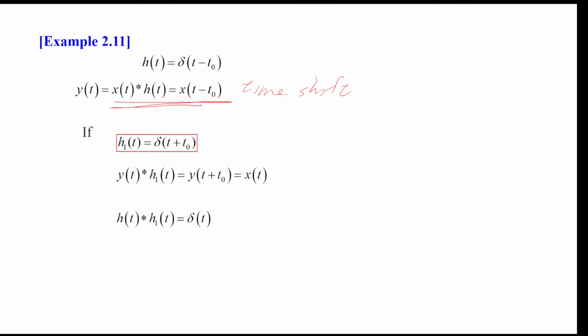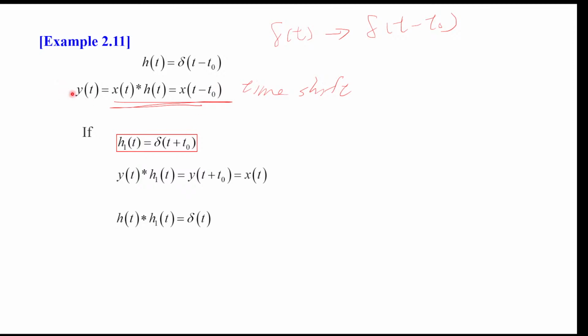So your LTI system is very nice. If you want to prove this, you can just do it the inverse way. You assume y of t equal to x of t minus t0. Then you ask what's the h of t of this system. You put delta of t as the input, and then the output is delta of t minus t0, right? So this is the proof that this is true.